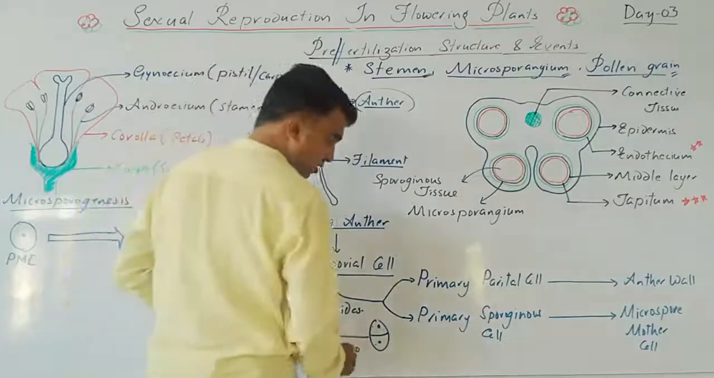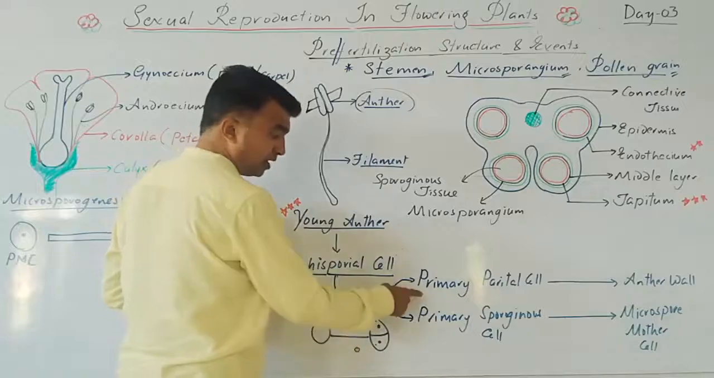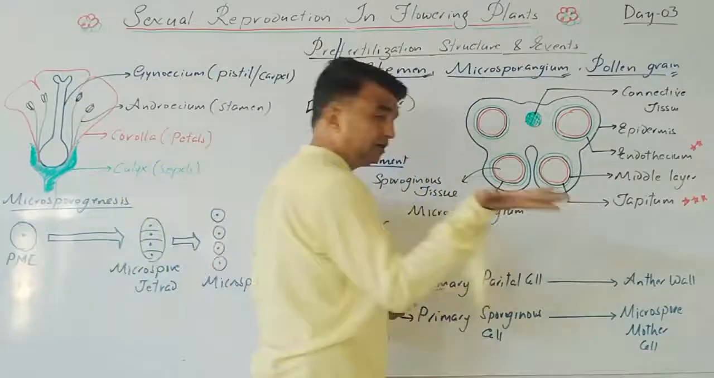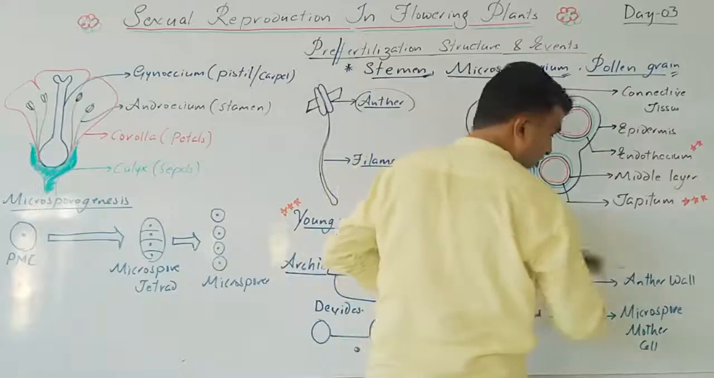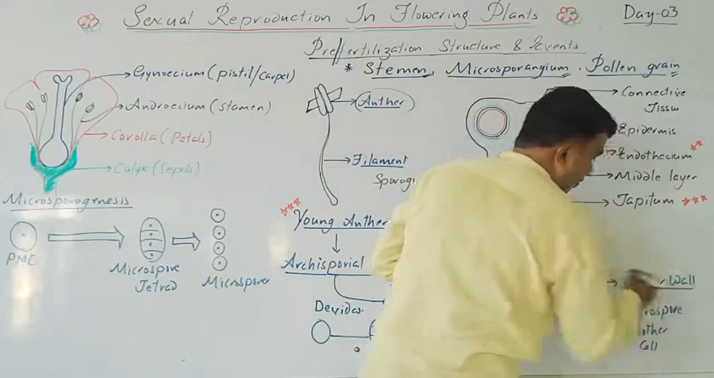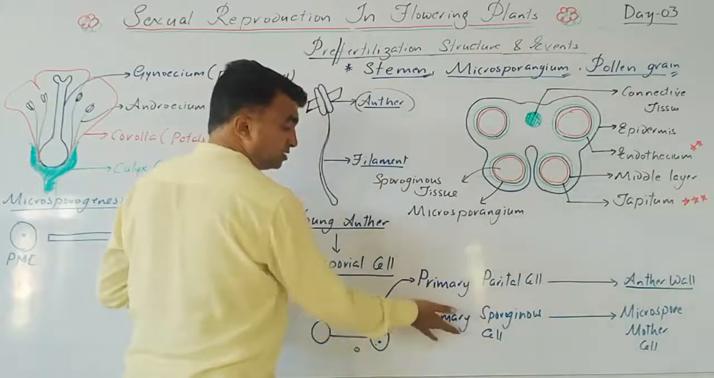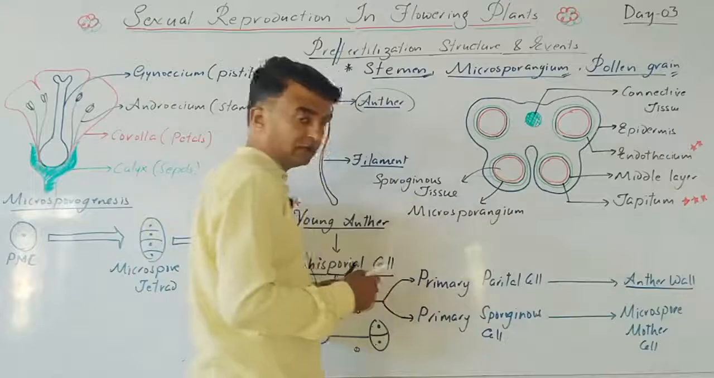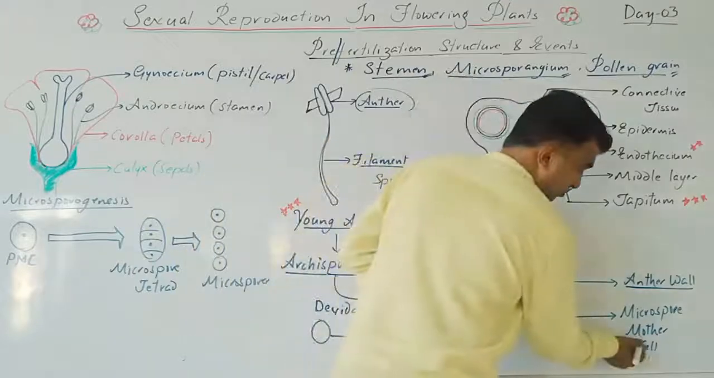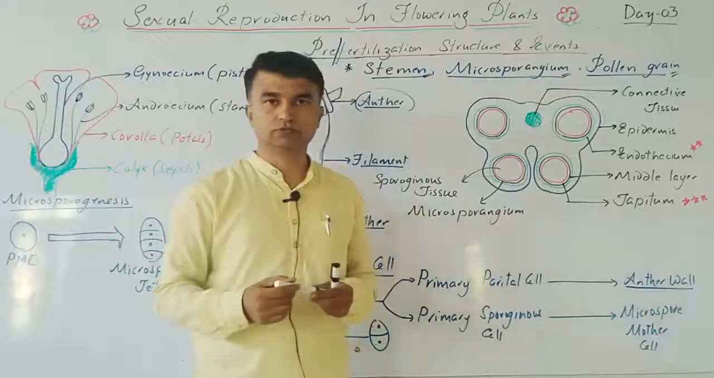Two cells are formed. Now the further division is different. The primary parietal cell undergoes repeated divisions, and this will produce the anther wall, the outer protective layer. The primary sporogenous tissue present inside will also undergo further division, and this will produce the microspore mother cells.